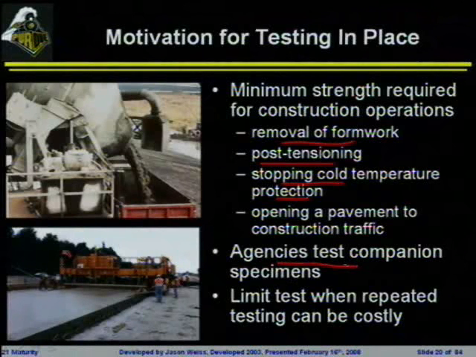Agencies will test companion specimens. How do you correlate what's happening in the field at one temperature to what may be happening at another temperature? And then it helps to limit some testing, especially in cases where testing can be costly.